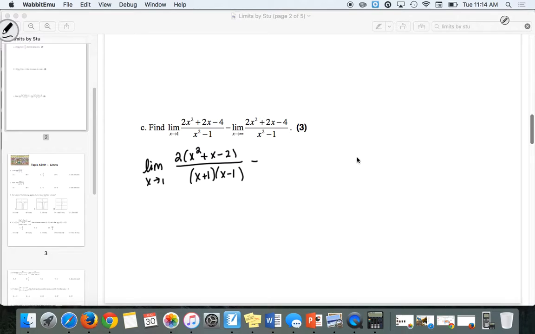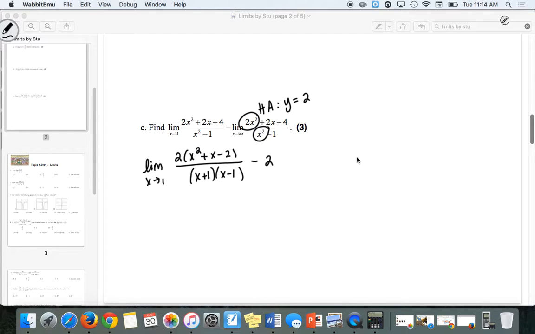And then the other one's a horizontal asymptote problem, right? So what's the limit as x goes to infinity? Yeah, so it's going to be 2. Did you guys see that? Because we have 2x squared over 1x squared. So 2 over 1 is 2.